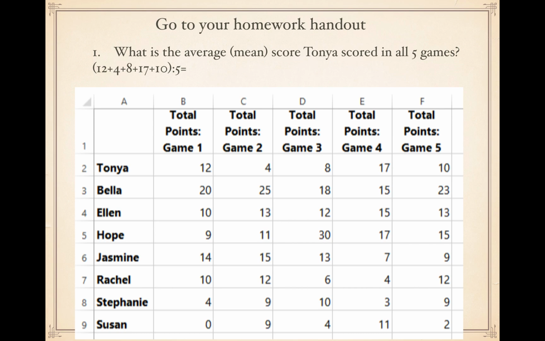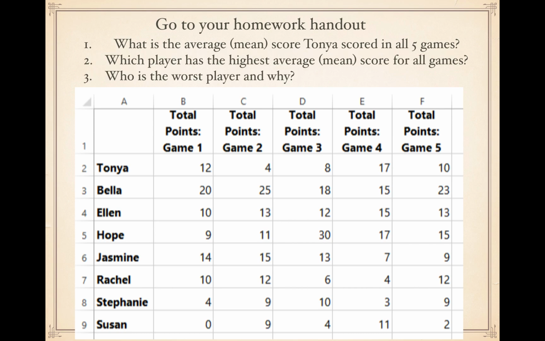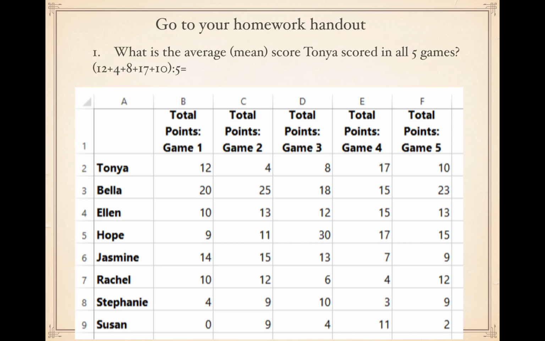So the first one should be easy, guys. What we need to do is add Tonia's points for each match and then divide it by 5. I'm not going to give you the answer. I want you to work it out yourselves in your homework sheet.